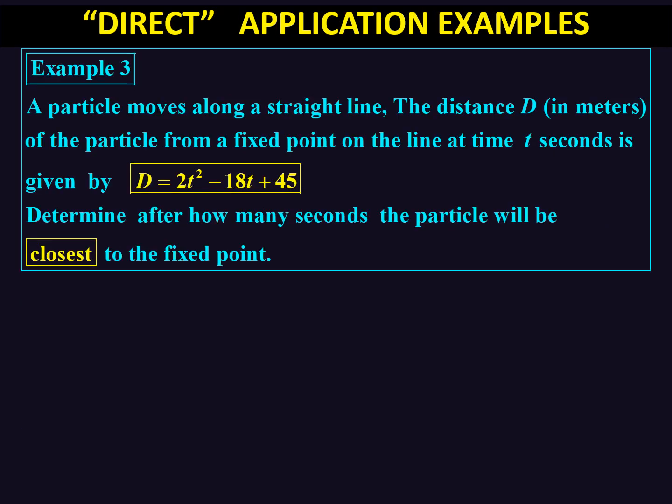Let's go to a third example. A particle moves along a straight line, or an object, a car moves along a straight line. Distance d in meters of a particle from a fixed point on the line at time t, so the time is in seconds, is given by this. Again this is our objective function given, so it's a direct application. Determine after how many seconds the particle will be closest to the fixed point. Here I use another word, closest, another word for nearest. You should know your English here. And instead of nearest, we say the minimum distance we want to find.